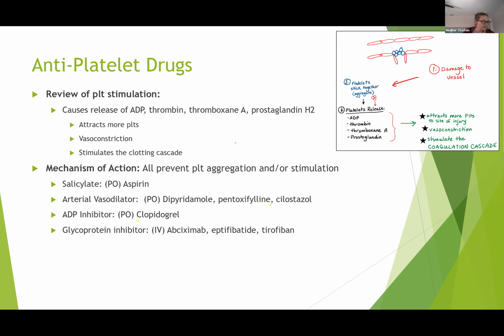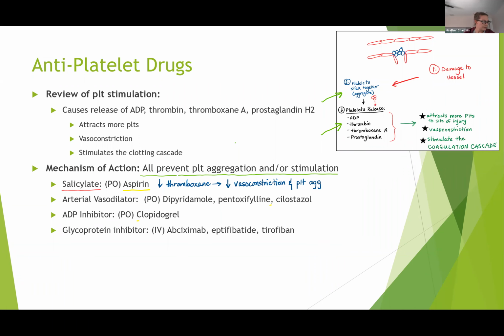So mechanism of action, all of these drugs are going to prevent platelet aggregation and/or stimulation. Okay. So it's either going to work here with keeping them from getting together, or it's going to work here with releasing these chemicals that really attract more of them to the site. Okay. So salicylate, aspirin, is going to be your prototype for this one. And what it does is it decreases thromboxane. And what that does is decrease the vasoconstriction and prevent platelet aggregation.